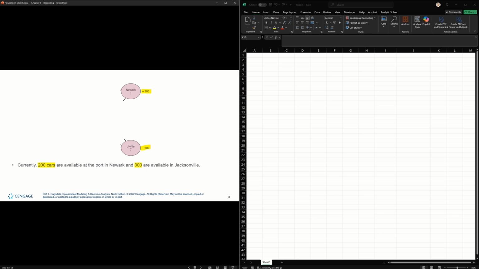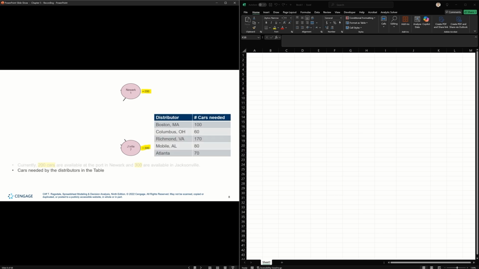We denote this by a minus. So when we say minus 200 at Newark, node 1, that's node number 1. And minus 300 at Jacksonville, this means that we have products there. I know that it's counterintuitive, we talked about it last time, but this is how it is in network modeling, where the plus numbers are demand and the minus numbers are supply. So basically we need to get rid of those. And these cars should be delivered to these places, and these are the needs here. Like Boston requires 100 cars, Columbus requires 60, and so on.